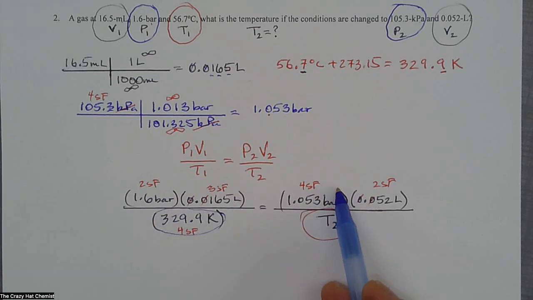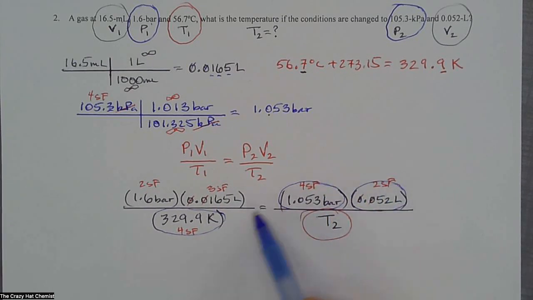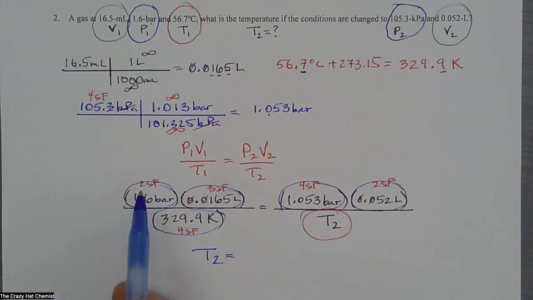329.9 times 1.053 times 0.052 divided by 1.6 divided by 0.0165. I'm going to get T2. I'm going to round that to 2 significant figures, and that will be 680, and the units are Kelvin.